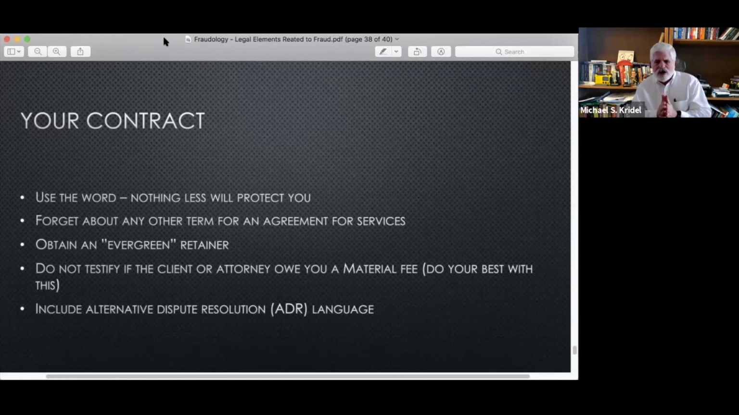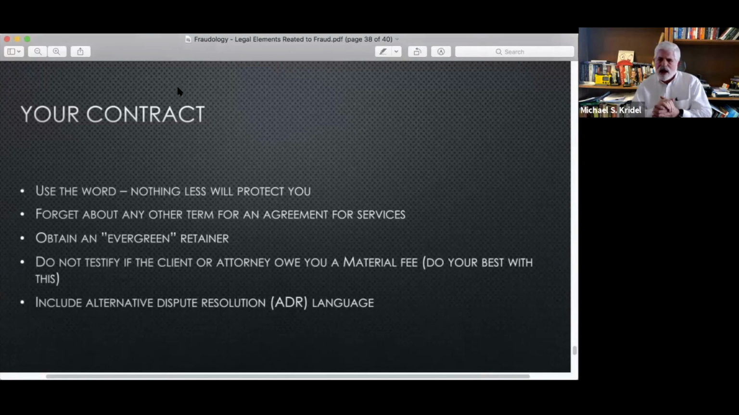You need to protect yourself, and the best way to do that is get a retainer up front that is held until the last bill. Any excess is returned to the client. Do not testify if the client owes you a material fee, if it's a significant fee, because your independence will be challenged. And always include alternative dispute resolution, mediation, arbitration, or some other settlement form prior to being forced to go to court if there's a dispute between you and the client. Next slide.